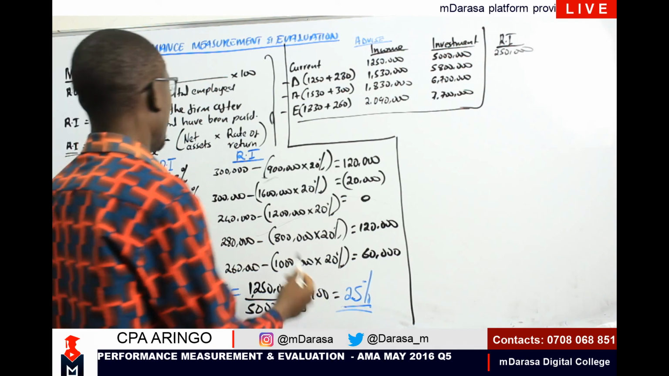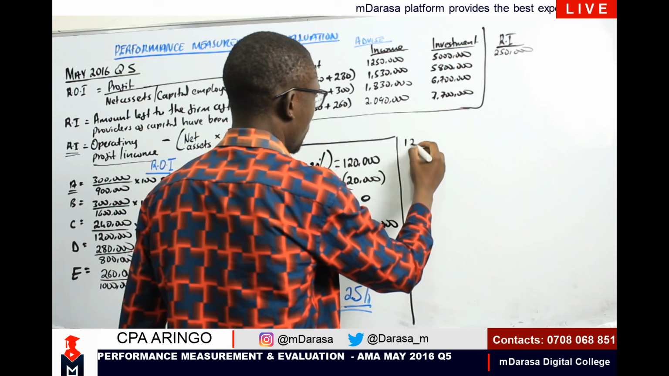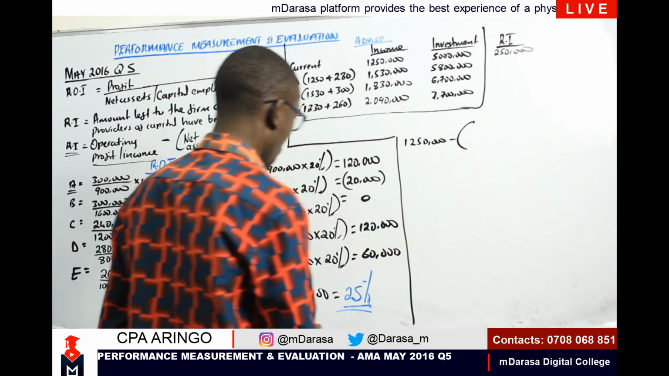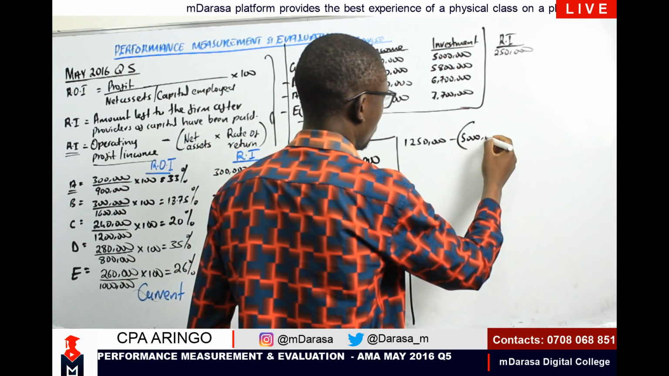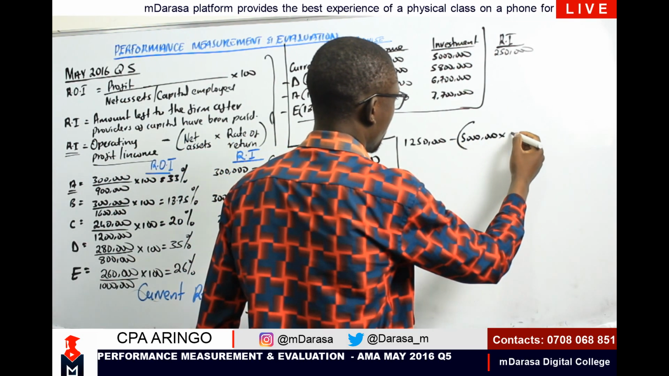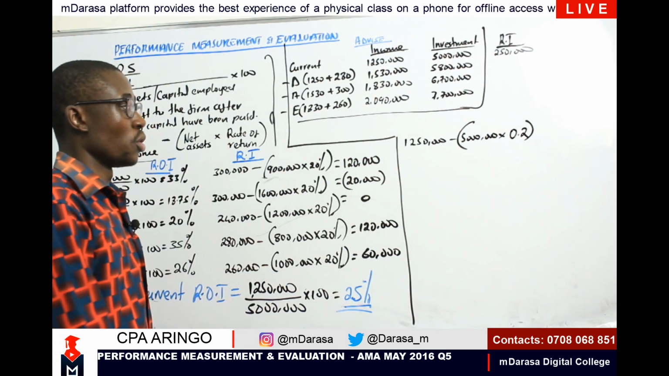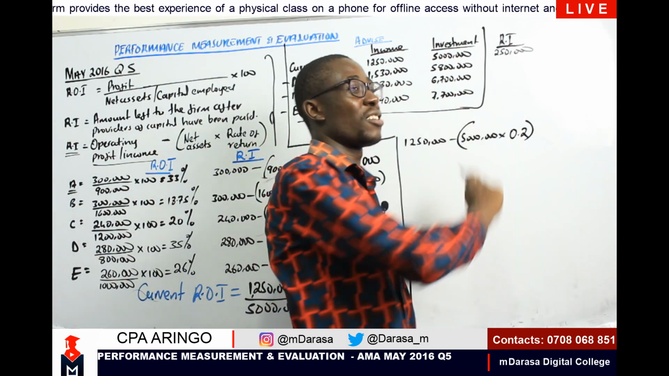We are saying that we are taking the current. We have our operating profit, which is 1,250,000. We less what? Our capital employed, which was 5 million, times the required minimum rate of return, which you are given 0.2. So if we work it out, you'll find that I'm going to have 250,000.